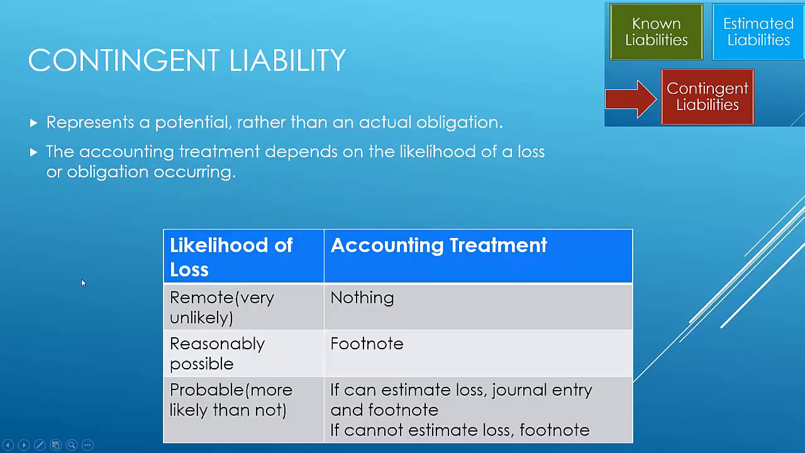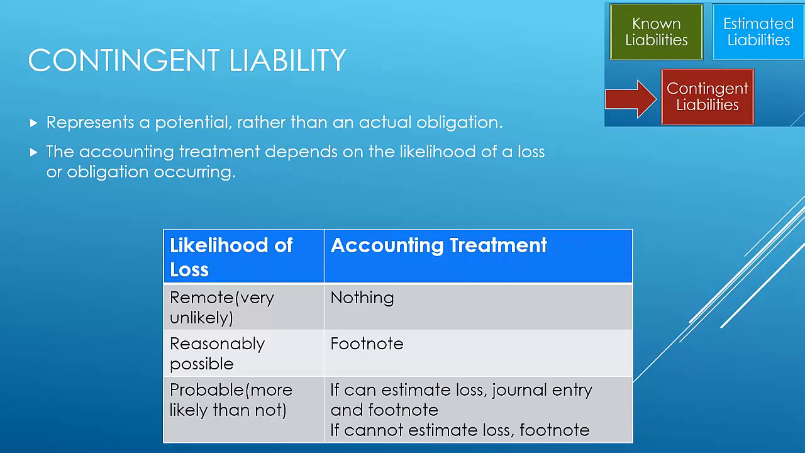So what the heck do we do with those? Well, here's a little happy table that will kind of tell you what to do. So if the likelihood of the loss is remote, it's very unlikely, meaning that, okay, someone's filed a lawsuit against us, but maybe it's frivolous, okay? And so the chances of them winning is pretty remote. So in this case, what do we do? Well, we do nothing, okay?